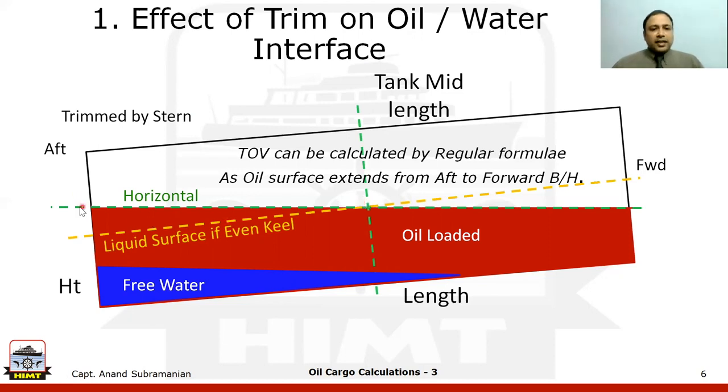Because the tank surface is touching both the aft bulkhead and the forward bulkhead. Once that is done, we have the total observed volume. But the total observed volume also has some component of free water. Now, how do we delete this component of free water? How do we find out this free water?